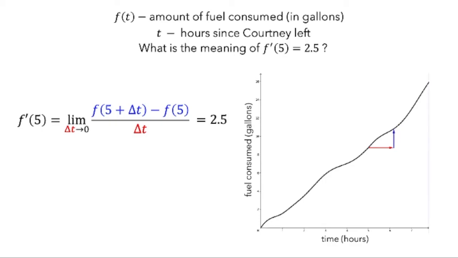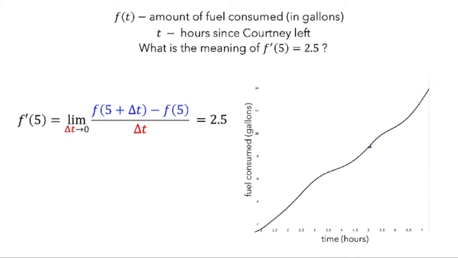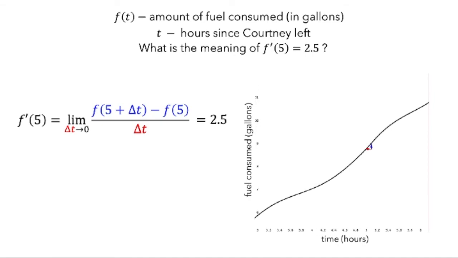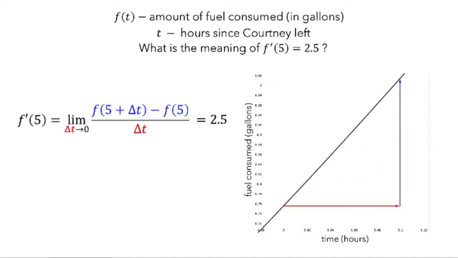So let's shrink the delta t interval. And let's zoom in to see this better. When delta t is small enough, the slope starts to look constant. In particular, essentially the constant slope in this window would be 2.5. So for a sufficiently small delta t, the amount of change in f is 2.5 times as much as the amount of change in t.